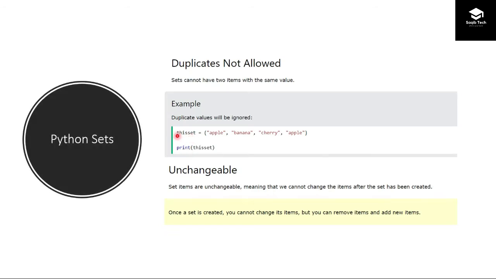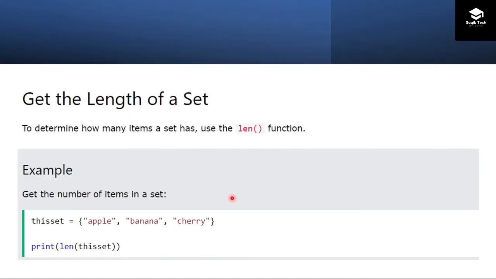What does it mean? For example, I am creating a set with apple, banana, cherry, and again I have written apple. So if this is a set, in curly brackets, what it will do is ignore the second apple. It will just display apple, banana, and cherry. If it was a list, it would not ignore it, but here it is a set. If a user has entered another value in duplication, the program will not consider it. So set items are not duplicatable. Another thing, unchangeable: once a set is created, you can't change its items, but of course you can remove items and add new items.